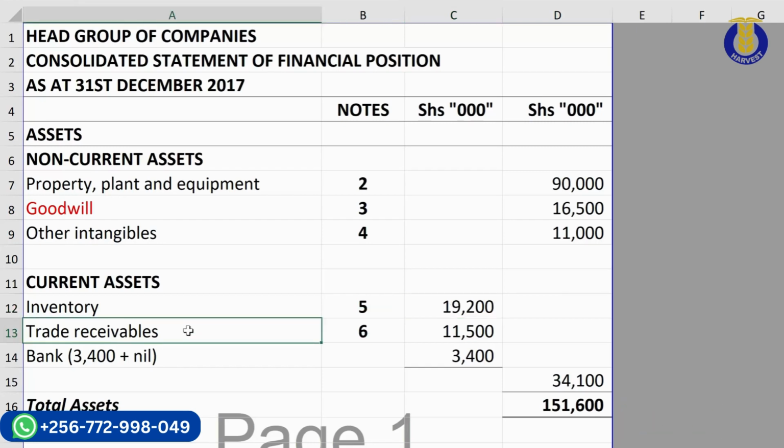Look out for the intra-group trade receivables. We shall be seeing ahead that the intra-group trade receivables will turn out to be the intra-group trade payables as well. Since in one of the parties' books, the other party appears as a receivable, whereas in the other party's books, the other party appears as a payable. Such intra-group transactions must be eliminated in full in accordance with the provisions under IFRS 10.